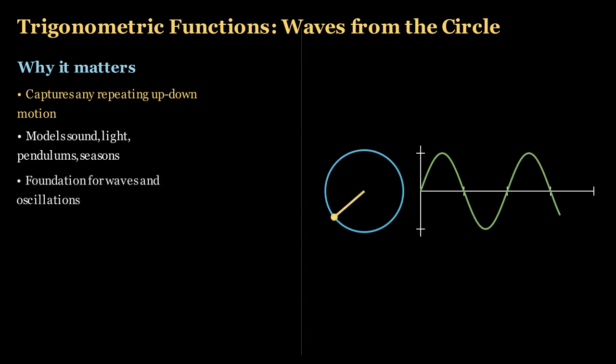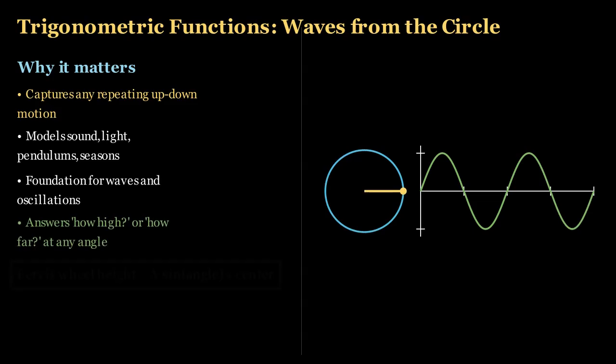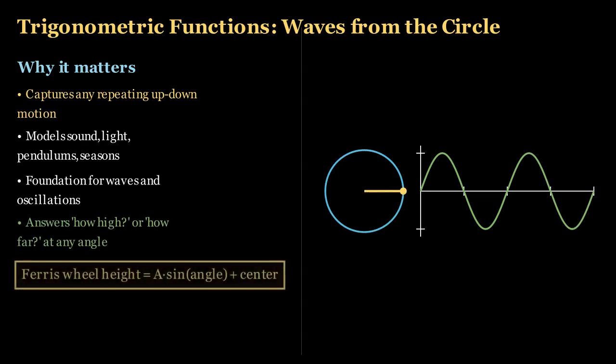Sine and cosine give us a language to describe that repeating up-down motion precisely. If you know the angle, you know exactly how high or how far something is. For example, if you're on a Ferris wheel, your height above the ground follows a sine wave. These functions turn circular motion into a smooth, predictable wave.